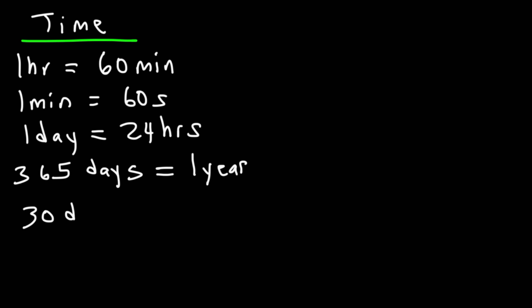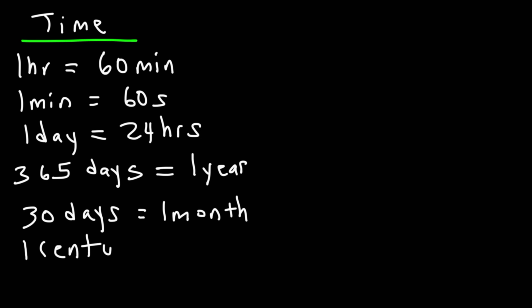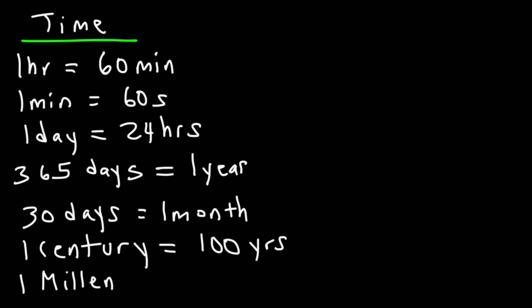A typical calendar month has an average of 30 days. And 1 century is equal to 100 years. 1 millennium is equivalent to 1,000 years.